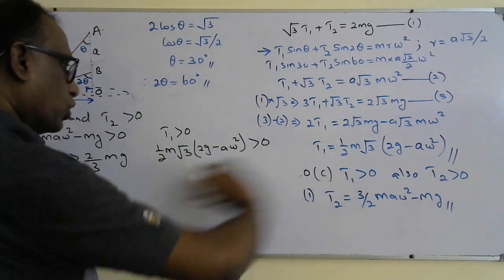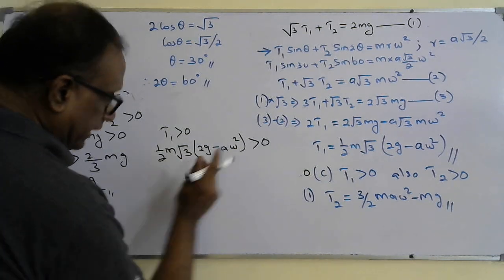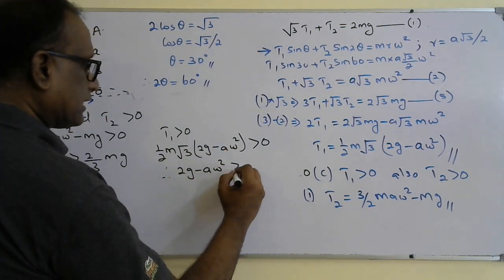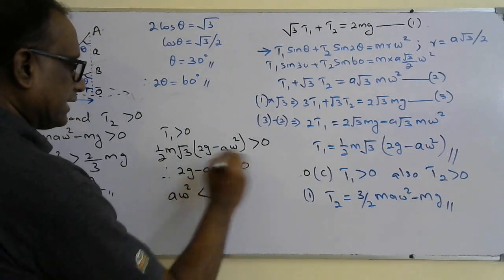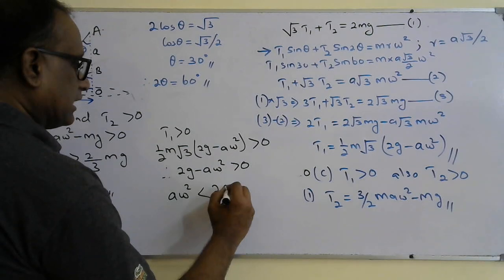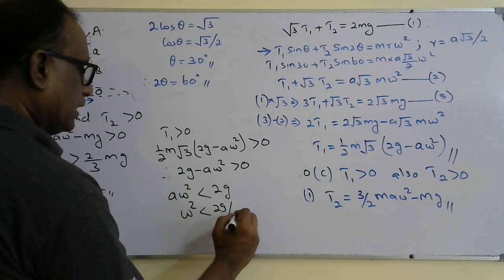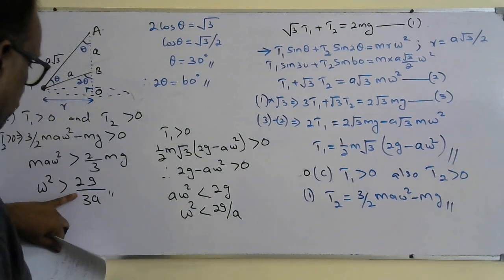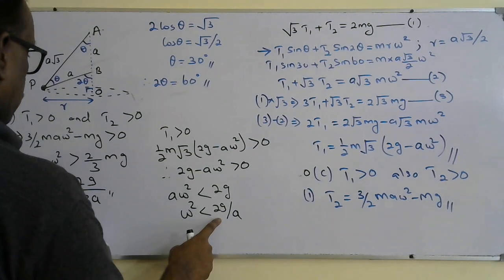So I can divide the whole equation, this is a whole inequality, by half m root 3. Therefore 2g minus a omega square greater than 0. That is a omega square less than, take it to the right, less than 2g. That is omega square less than 2g over a. So you know that omega square greater than 2g over 3a, omega square less than 2g over a.